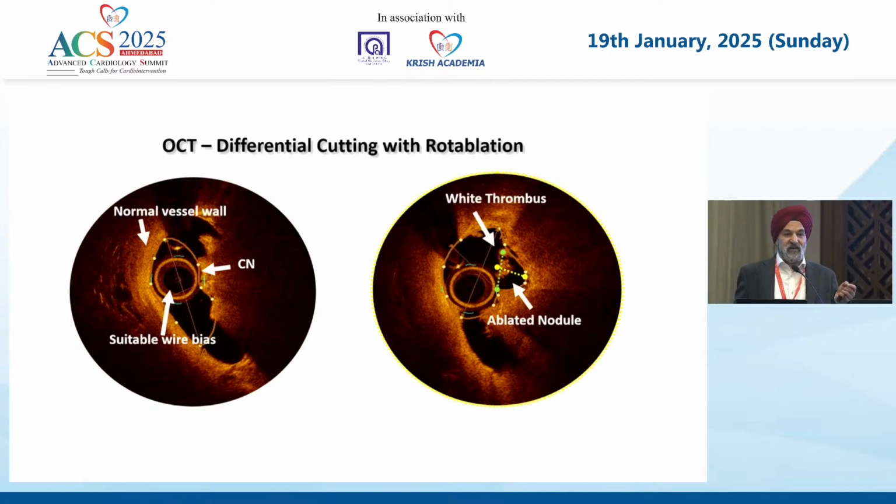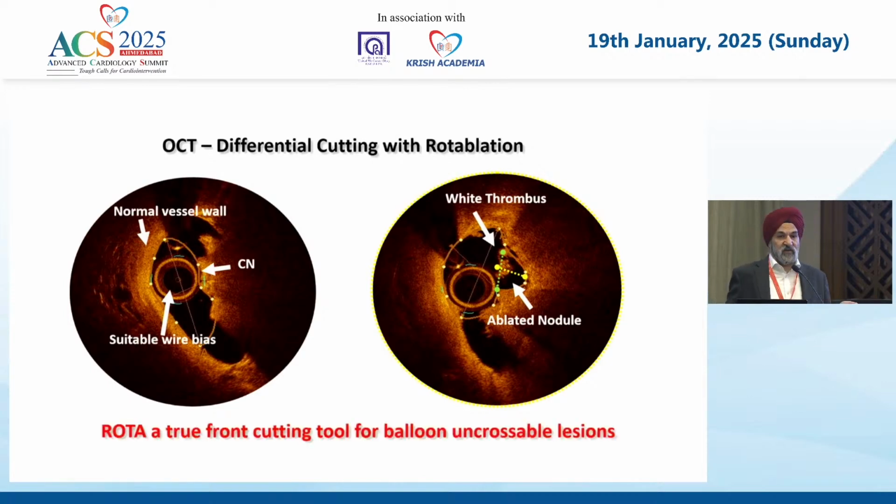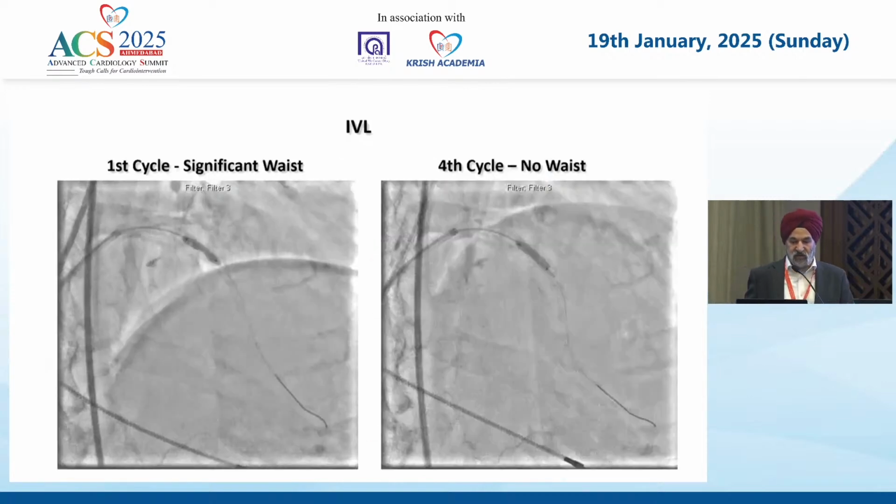So rota, it depends on the size of the burr. So this is the kind of modification that you get, which is not sufficient for you to reduce the nodule. So this is probably a downside of the rota, but this is how it works. So it's a true front cutting tool for uncrossable lesions.